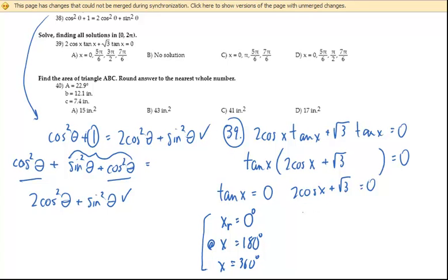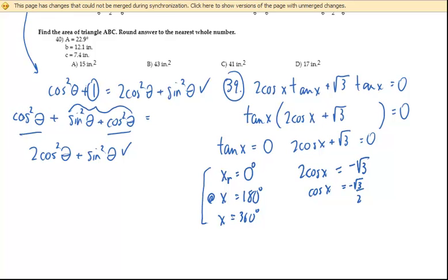And on this side, I simply take 2 cosine of x, set that equal to negative root 3, and divide both sides by 2. Now I'm trying to figure out the reference angle where the cosine is root 3 over 2. Well, I draw my 30-60-90 triangle because that's what that reminds me of. There's 60, there's 30, there's 90, and this would be root 3, this would be a 1 value, and this would be 2.